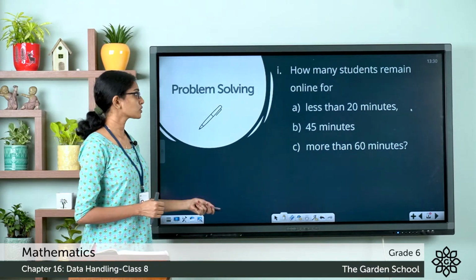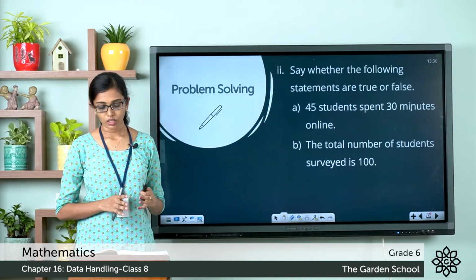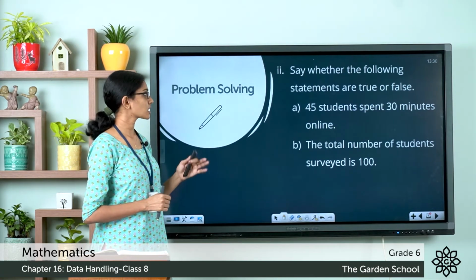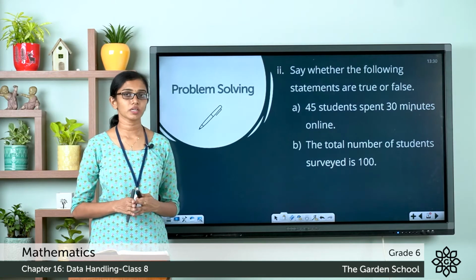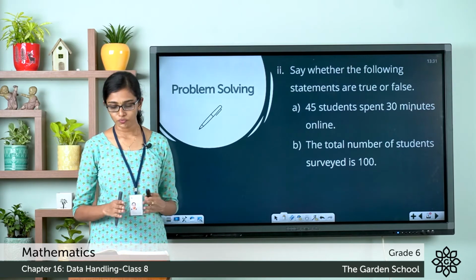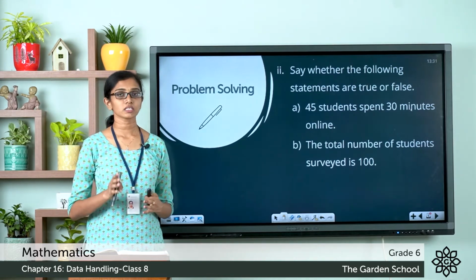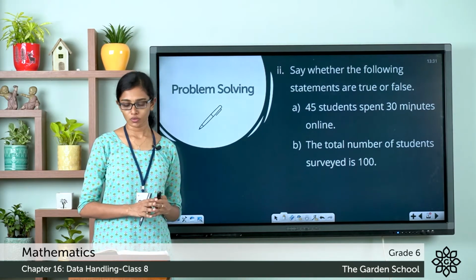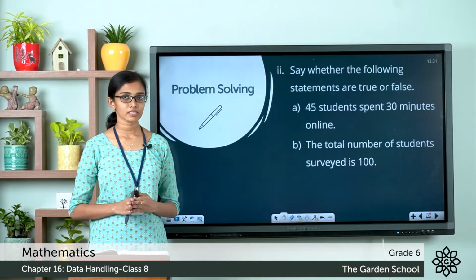Now there is a second part to the question. It says, say whether the following statements are true or false. The first statement, 45 students spent 30 minutes online. Is it true? How many students spend 45 minutes online? It is equal to a total of 4 into 5, which is equal to 20 students. So the statement given there is false. Have a look at the second statement. Based on the pictograph, you have to answer whether the statement is true or false. I hope it is clear to you.